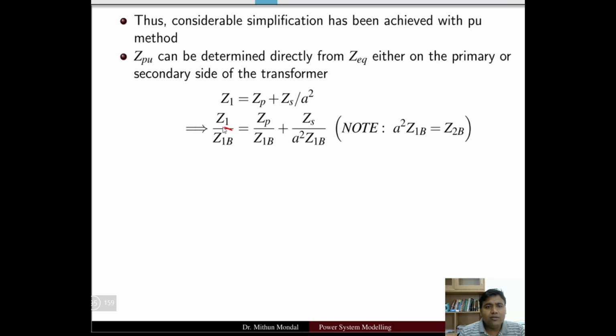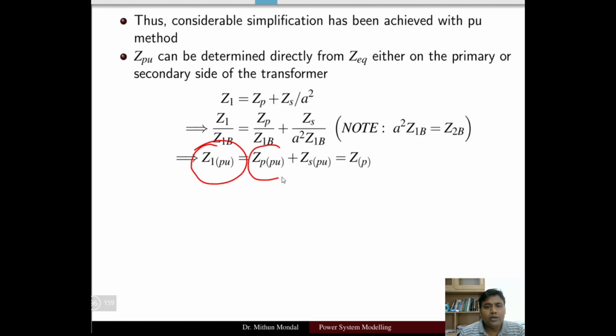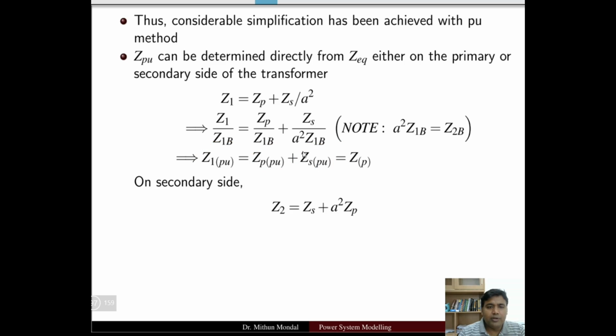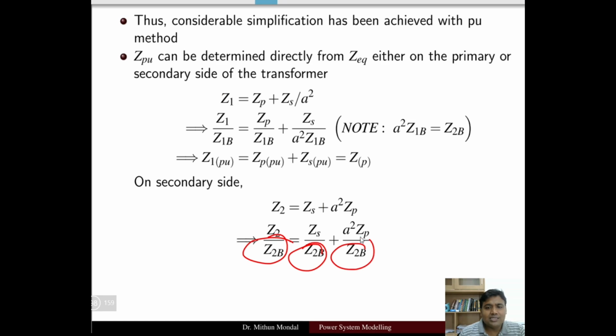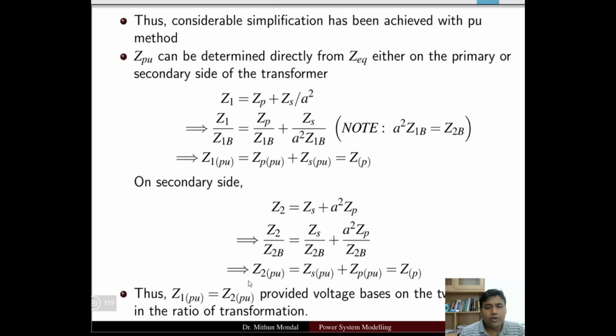If we divide all these terms on the LHS and the RHS by Z1 base, we get Z1 per unit equal to Zp per unit plus Zs per unit. This means the primary per unit and secondary per unit impedances are directly added up to find the total per unit impedance. This has been done on the primary side. If we do it on the secondary side in a similar way, the primary impedance is converted to the secondary side and added, and we divide by Z2 base on both sides, then we get Z2 per unit equal to Zs per unit plus Zp per unit.